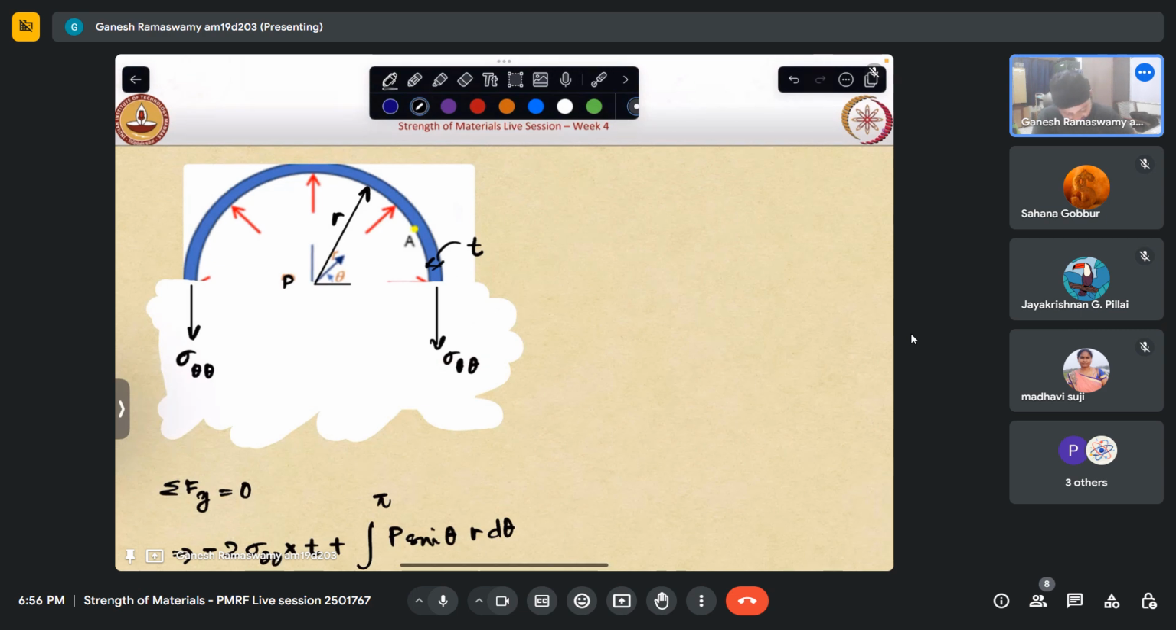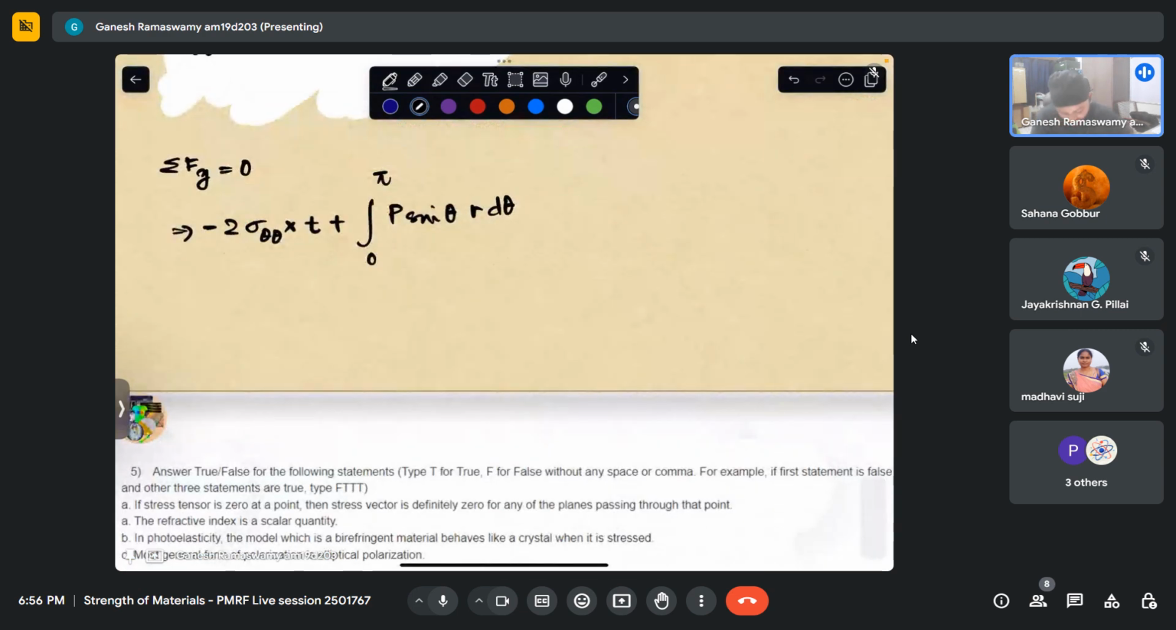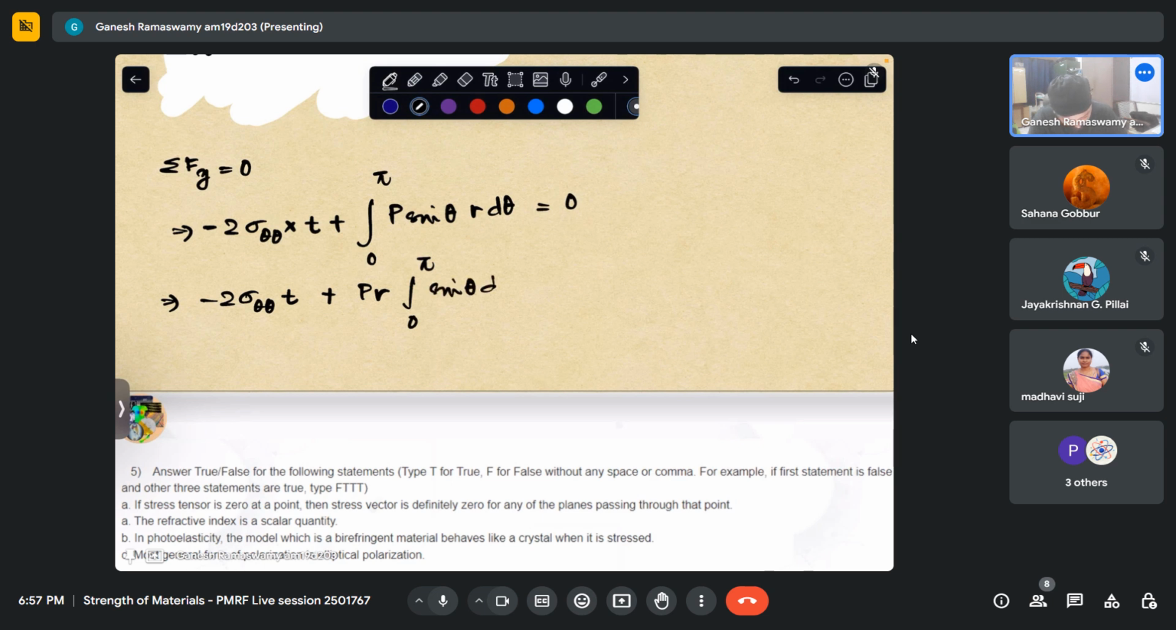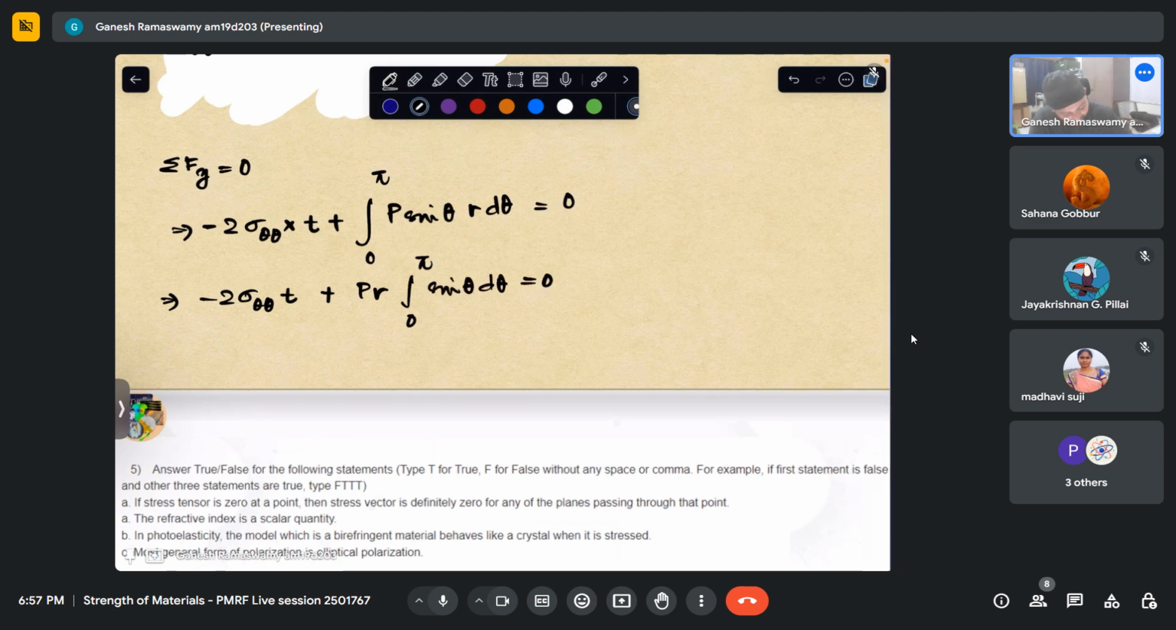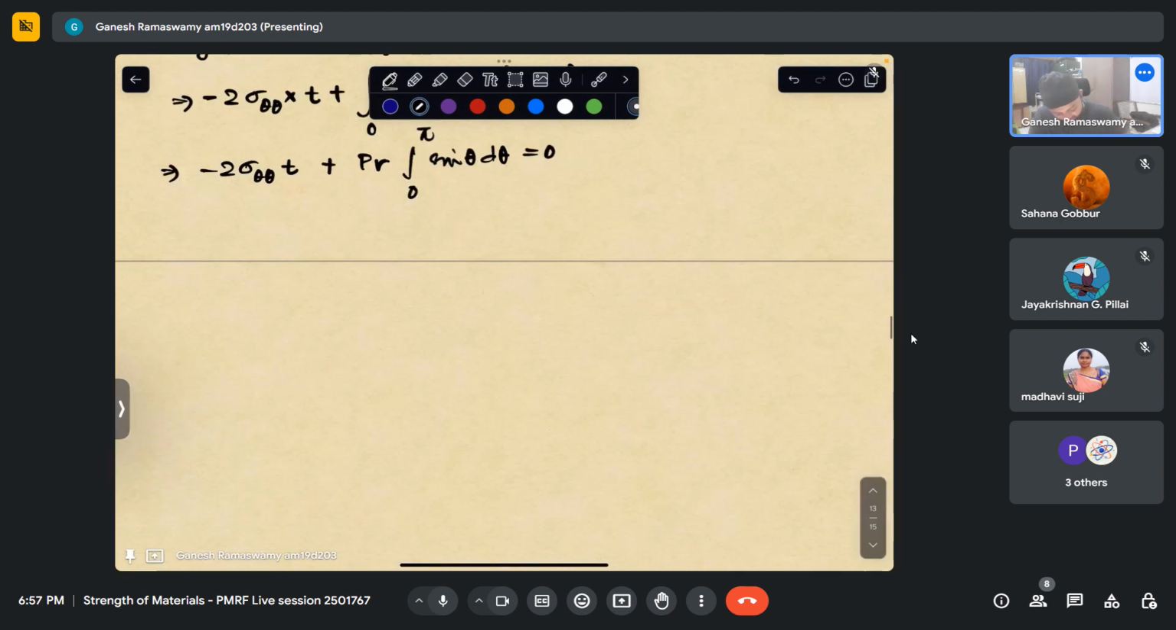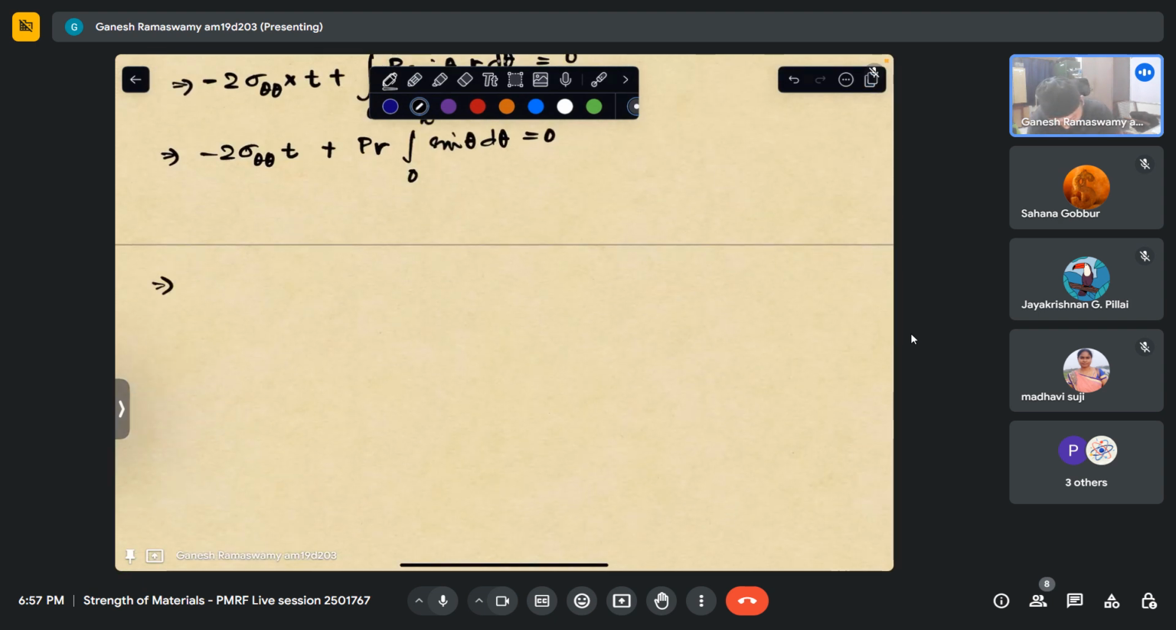So this is the downward force, that is the upward force. There is no other force that is acting here. So this has to sum up to 0 for it to be in equilibrium. So what does this come out to be? Minus 2 sigma theta theta t plus, I'll take PR outside, I just have to integrate sine theta from 0 to pi equals 0. Actually, this has already been solved in the lecture, but just for the sake of completeness, I'll complete this.